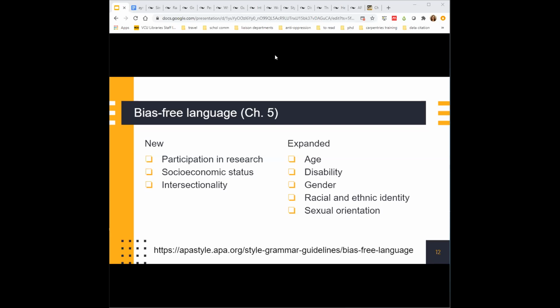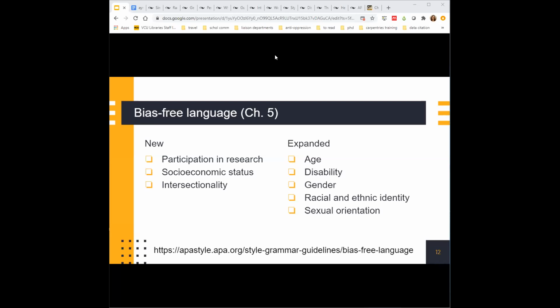When discussing socioeconomic status, use specific person-first language to avoid pejorative negative connotations. For example, instead of "homeless," write "people experiencing homelessness," and use strength-based rather than deficit-based language. And finally, intersectionality is a concept developed by Kimberlé Crenshaw in 1989 to describe how race, gender, sexuality, disability, and other identities intersect, particularly with regard to structural inequality.